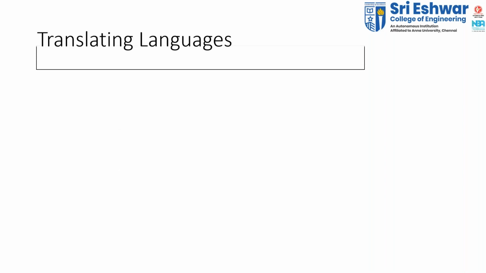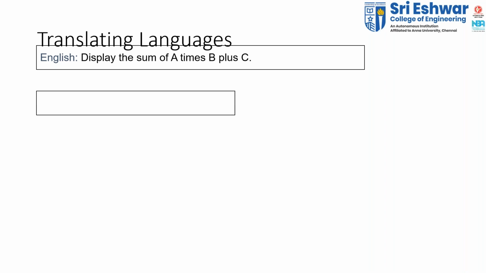Next, translating languages. In translating languages, we have English, that is, display sum of a times b plus c. Say, for example, I'm going to take an addition: sum of a times b plus c. This is my example question. And next, what is our next step? It is in C++. This is the corresponding step for the question.